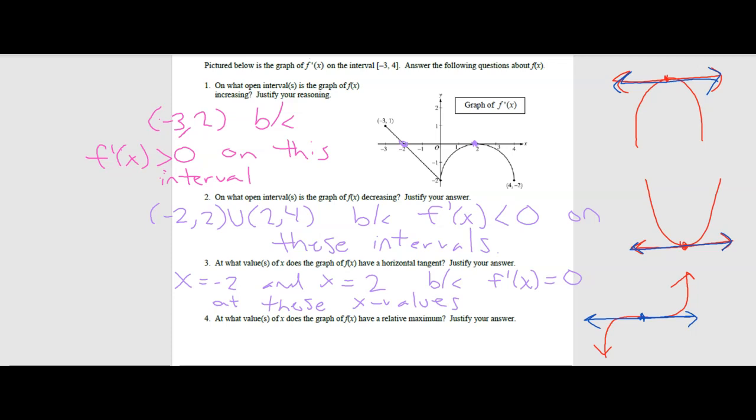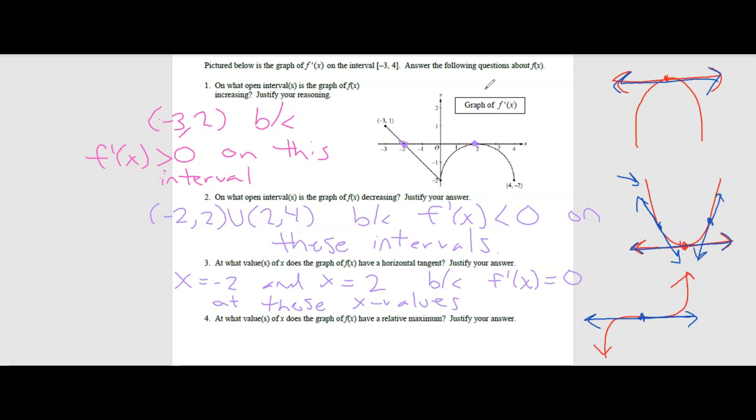All right, number 4. At what values of x does the graph of f of x have a relative minimum? Justify your answer. So if we come over here and we look at this relative minimum right here, let's see what's going on with the tangent line. We know it's 0 at the relative minimum, but right before the relative minimum, it's going to have a negative slope. And right after the relative minimum, it's going to have a positive slope.